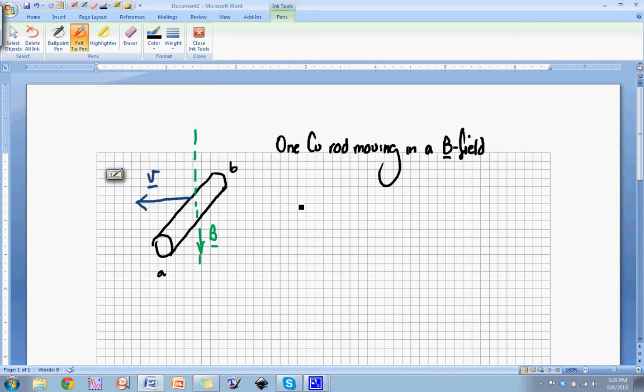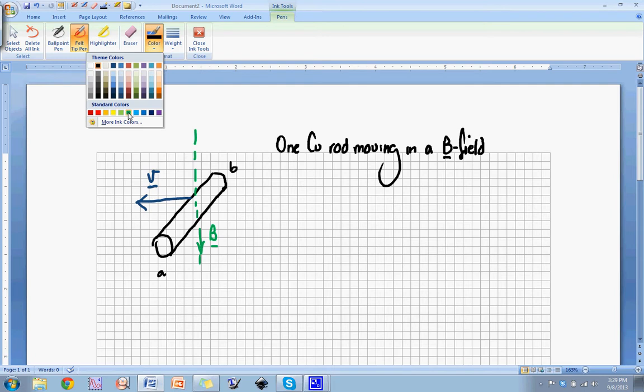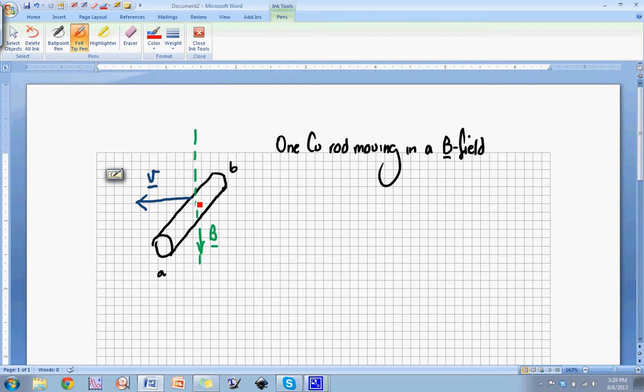So here I'm considering one copper rod moving in a uniform magnetic field. I've tried to draw the rod such that the velocity is perpendicular to the B field. So you can imagine the velocity is going to the left and the B field vector is pointing down. As a result, we'd expect our positive charge, if they were free to move, perpendicular in this direction. But in reality, because it's a copper rod, our electrons would move in the opposite direction, going A to B.